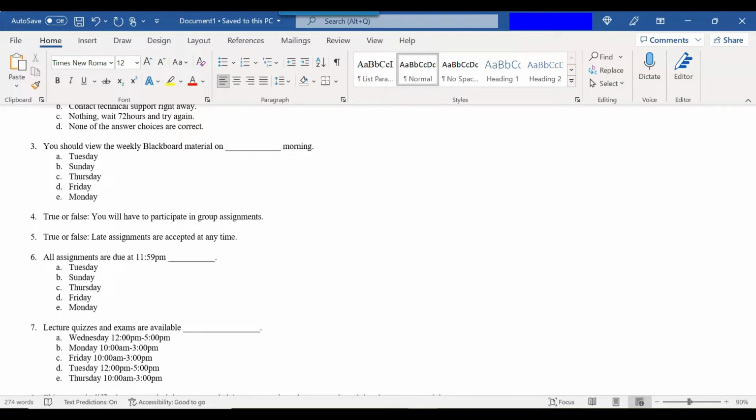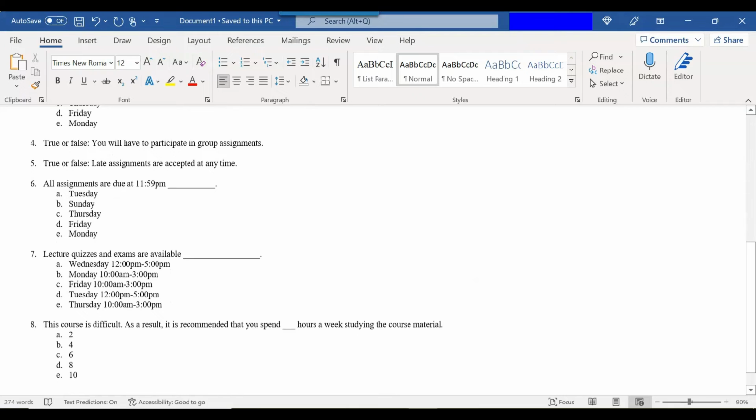Do you accept late assignments? Can students turn in late assignments at the end of the semester, or do you not accept late assignments at all? All assignments are due at 11:59 p.m. Do you have a cutoff date for assignments? The cutoff date for assignments in the course is usually Sunday because the assignments are opened on or available on Monday, and students have the entire week, and they have until 11:59 p.m. Sunday to turn the assignments in.